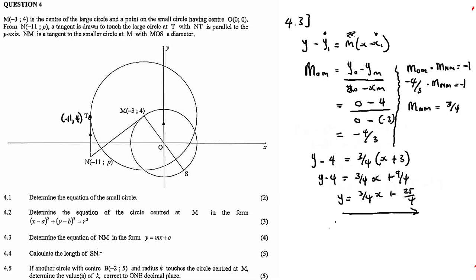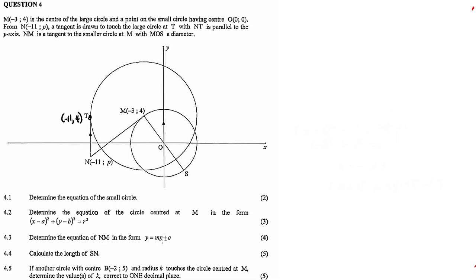4.4, calculate the length SN. So in order to find the length of SN, I need the coordinates of S. I don't have the coordinates of S. I don't have the y coordinate of N. So I have two problems here that I must solve before I can find the length SN. I need the y coordinate of N. I also need the coordinates of S. How about starting with the coordinates of S?